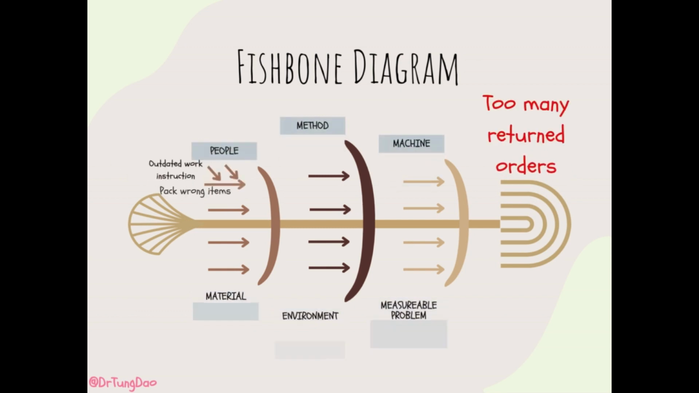Let's consider a practical example at a delivery company. Imagine too many return orders as a problem. Considering the people category, one of its primary causes is packing the wrong item. Its secondary cause could be outdated work instructions. Similarly, specific causes within other categories can be identified and listed, contributing to the overall problem.